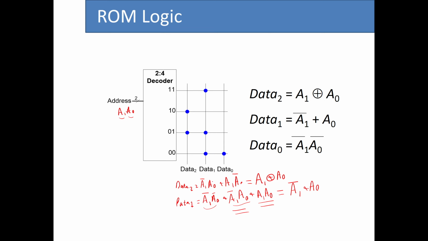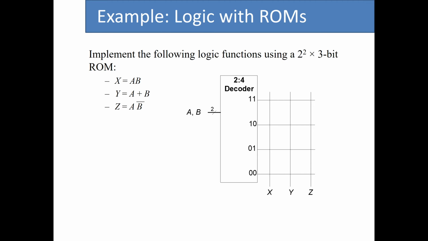And finally, for data 0, we only have one combination of the address that makes the output 1, and that corresponds to A1 and A0 both being 0. So that corresponds to A1 bar A0 bar. So we can use ROMs, or in general memory arrays, as means for implementing logic functions. So let's just take a look at another one.